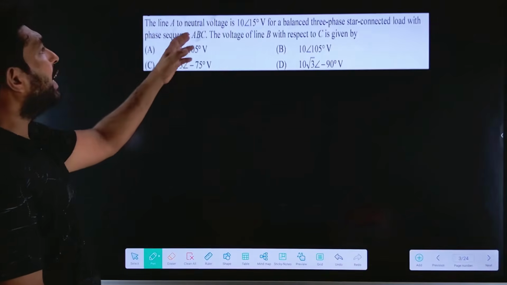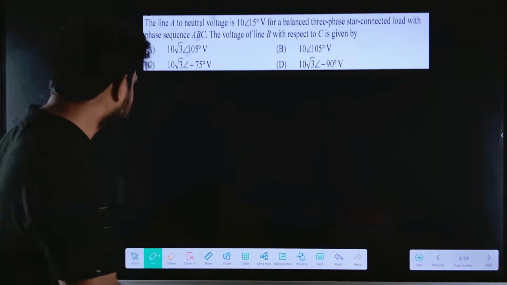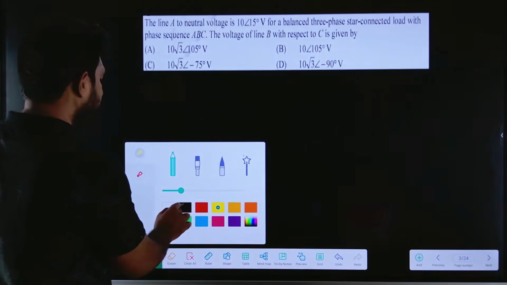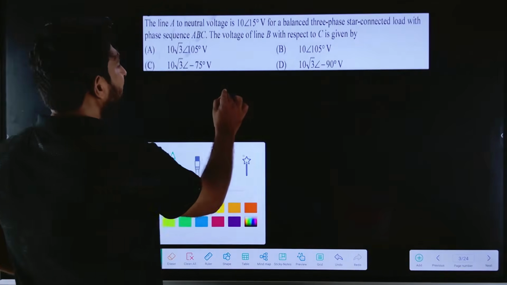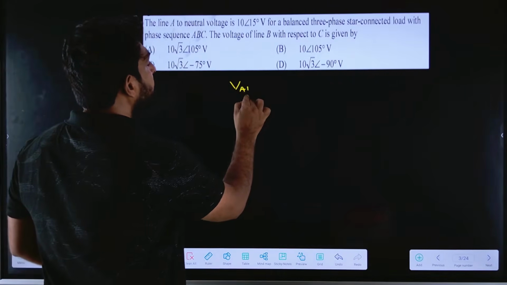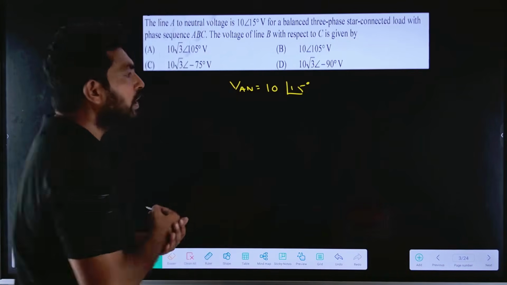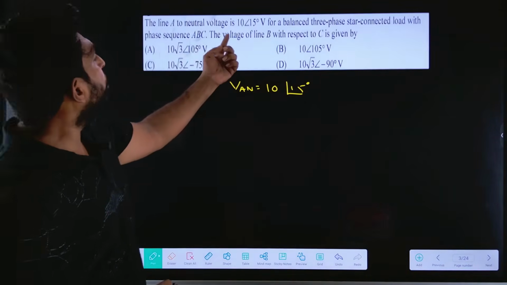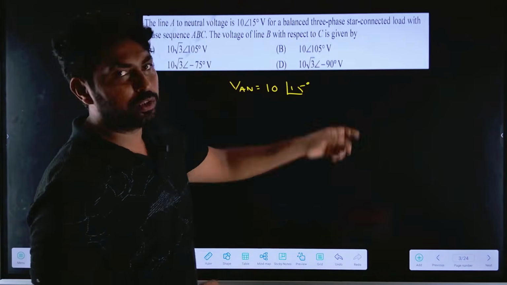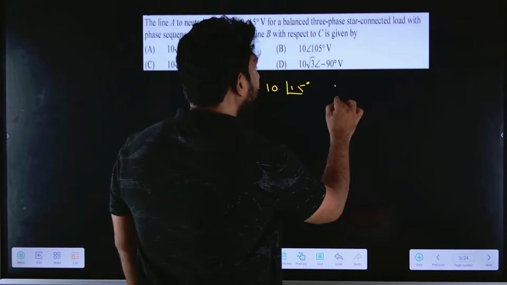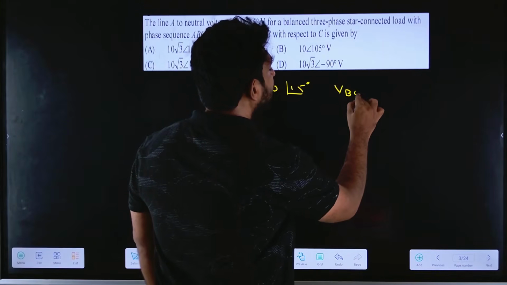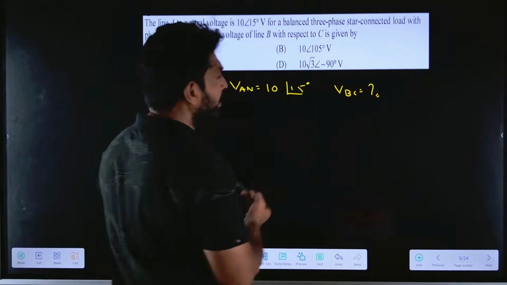The line A to neutral voltage has been given, which is VAN. VAN is equal to 10 at an angle of 15 degrees. So what do we need to find? The voltage of line B with respect to C. Either by vector diagram we can find it, or we can find it from the fundamentals also.